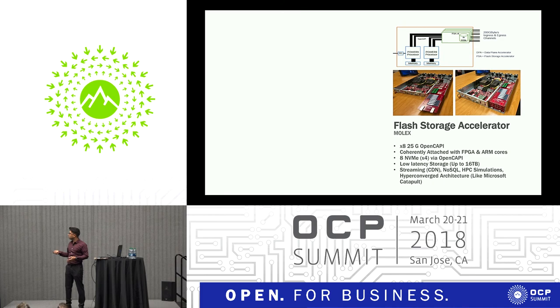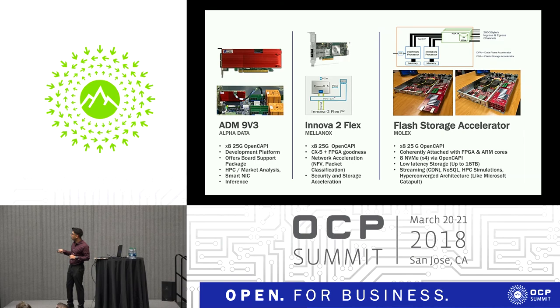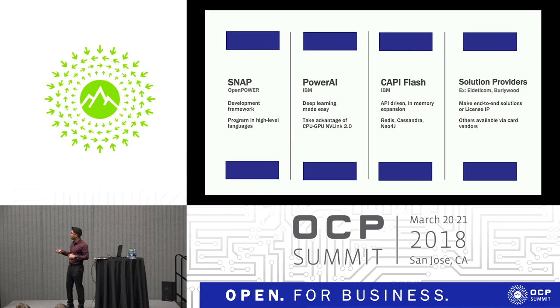There's a bunch of features here that I've listed. And the other card that we're playing with is the Nova 2 Flex from Mellanox. It's a network accelerator card, and the third one is a development card from Alpha Data that we're playing with. They have a lot of resources for making it really easy to consume. Kind of running over time here. We're doing a bunch of stuff to make it very easy to consume these accelerators, lots of frameworks, and I have listed these and a bunch of links for them in the slides.